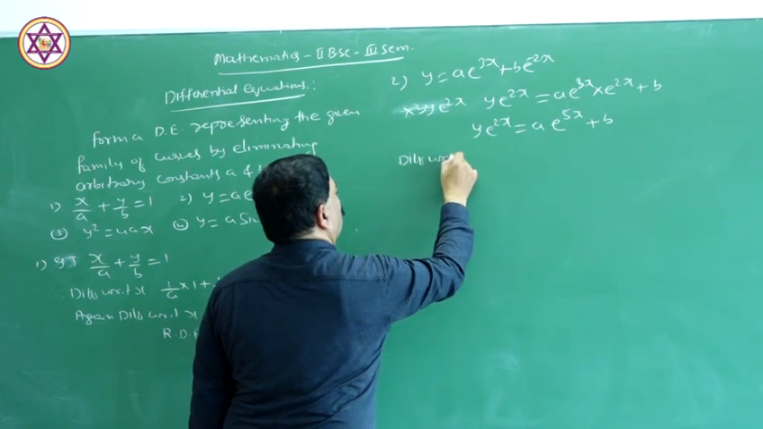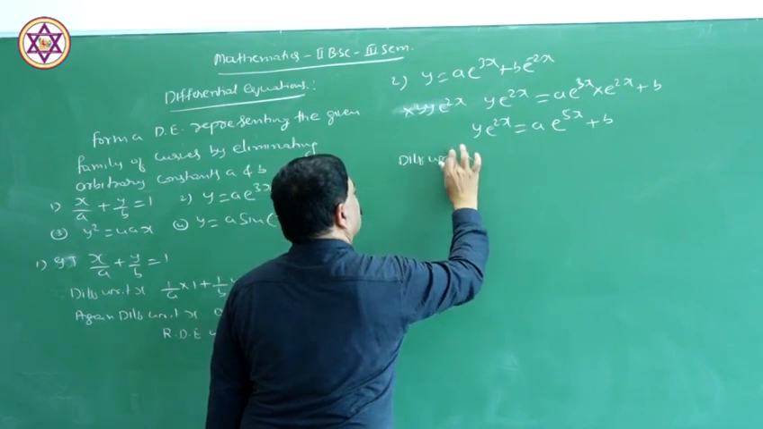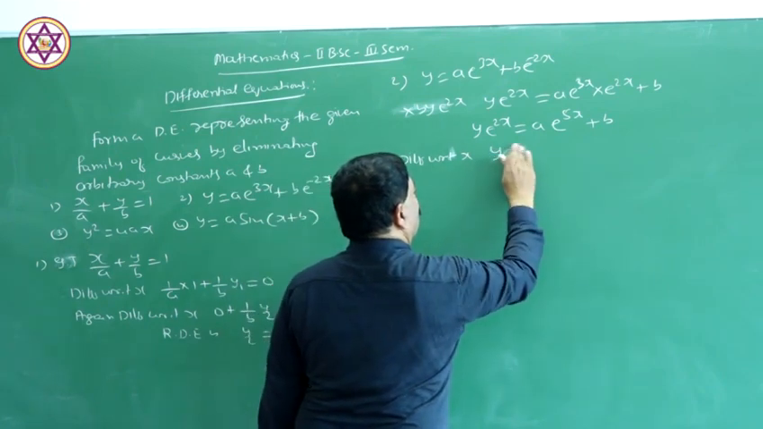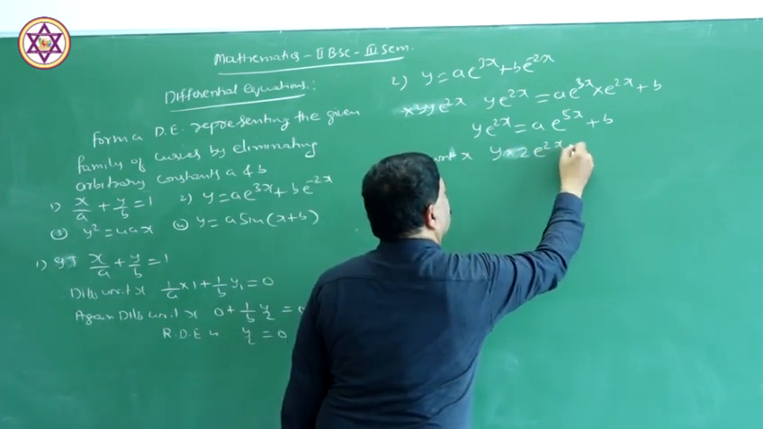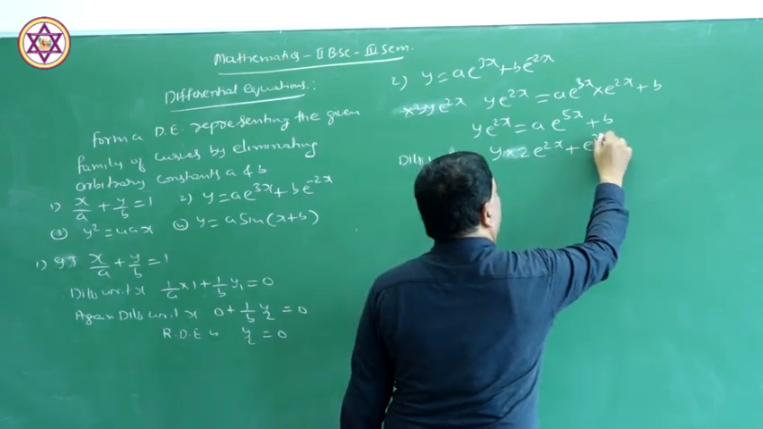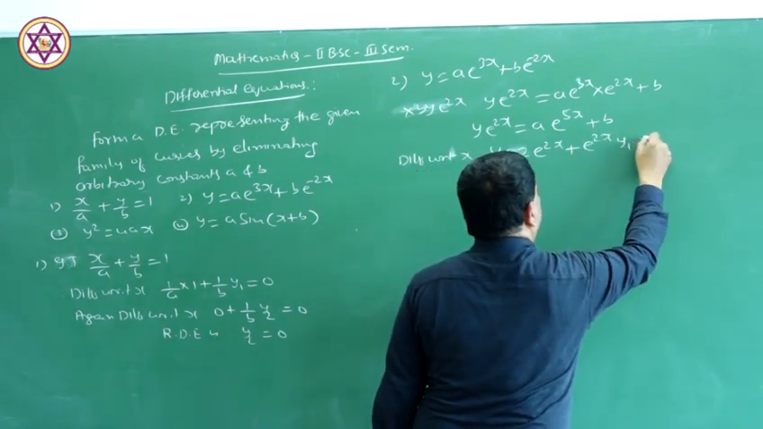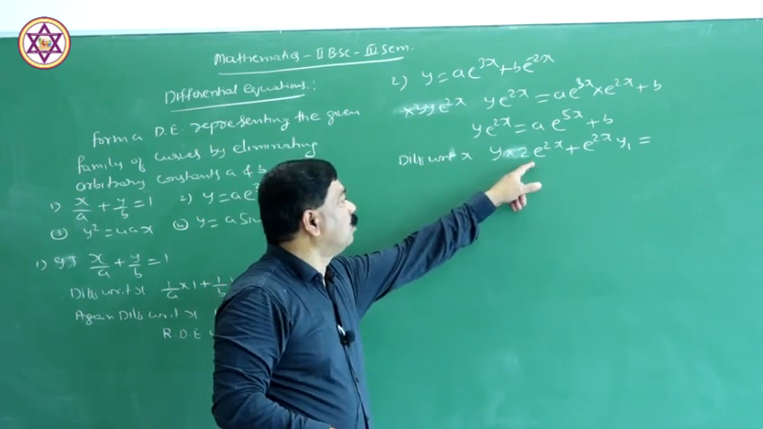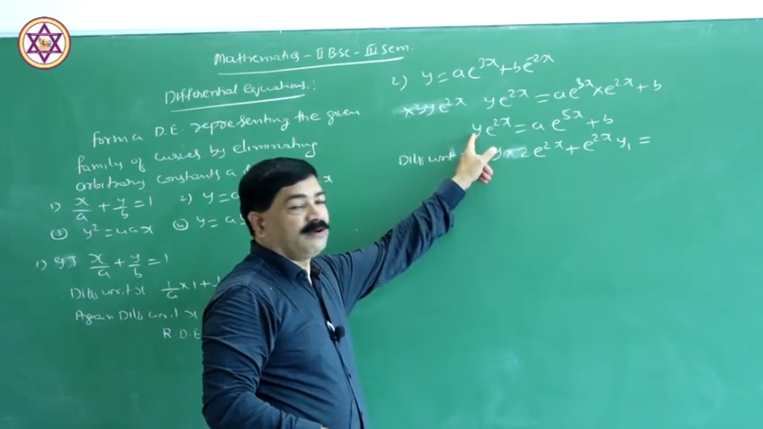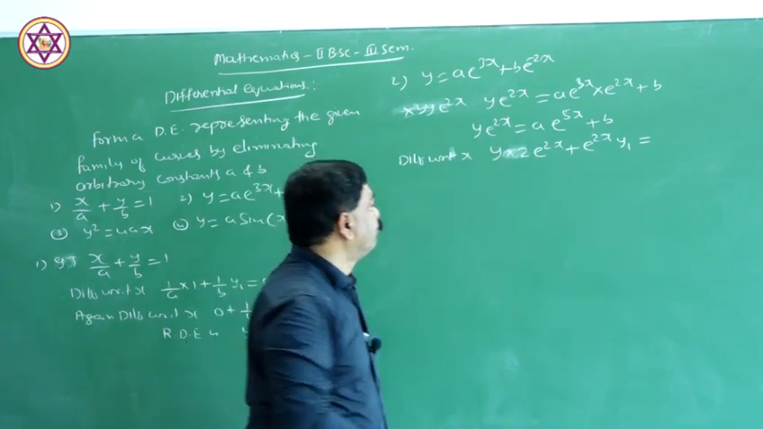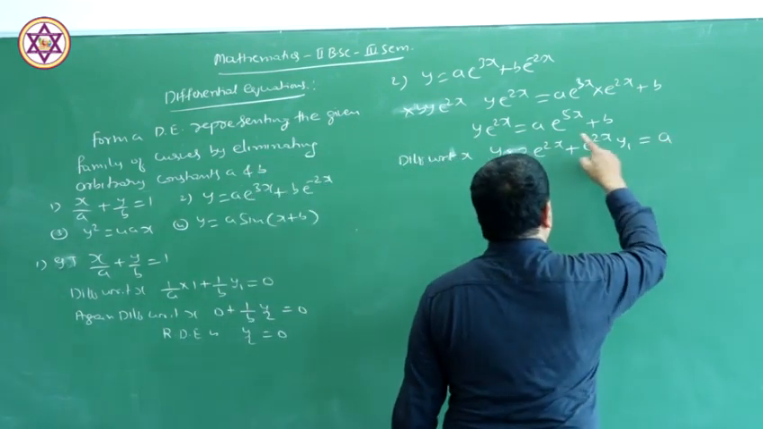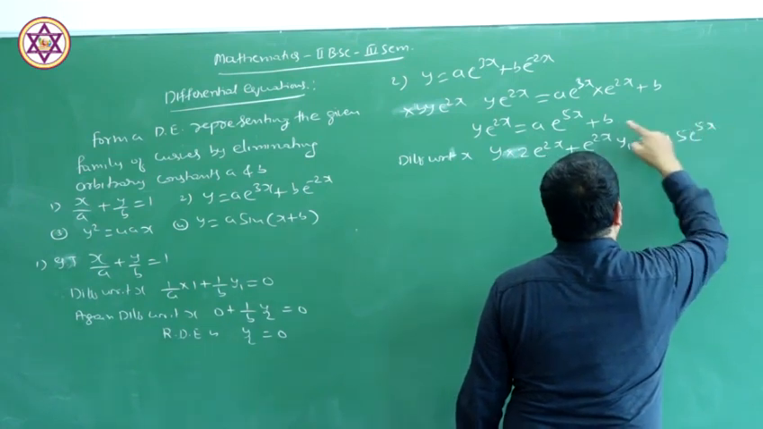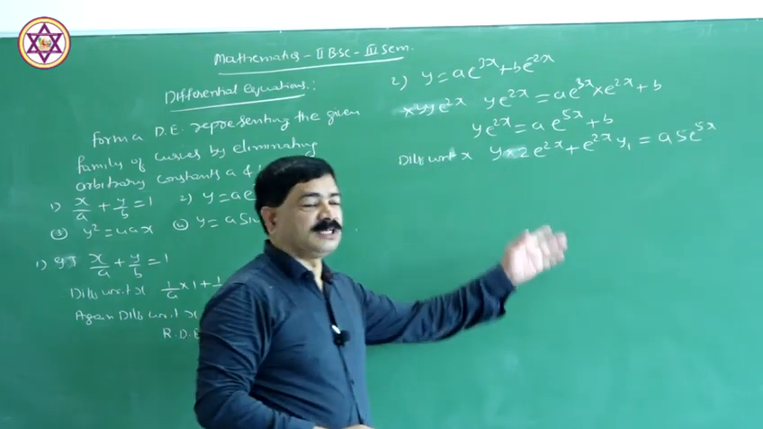Differentiate with respect to x. Apply the product rule: first into the derivative of the second, 2 e^(2x), and second into the derivative of the first, y1. I am using the product rule: first into derivative of second, 2 e^(2x) y, plus second into derivative of first, y1. Next, a is constant and the derivative of e^(5x) is 5 e^(5x), and for b, the derivative of a constant is 0.